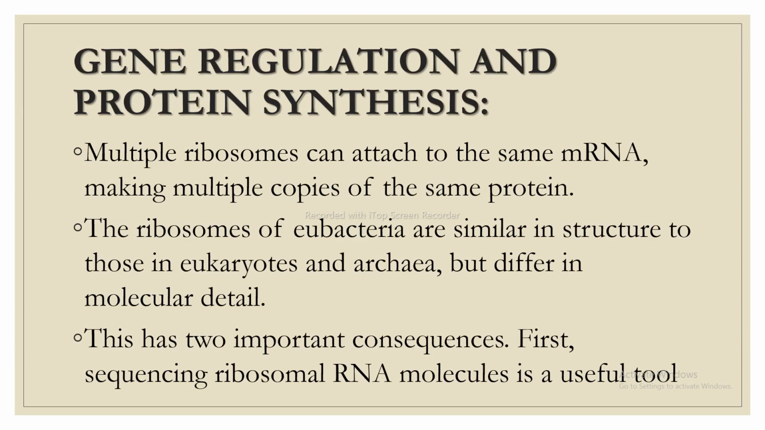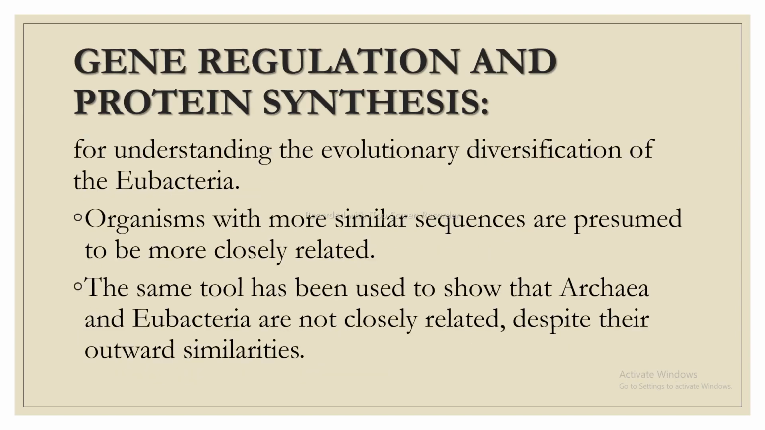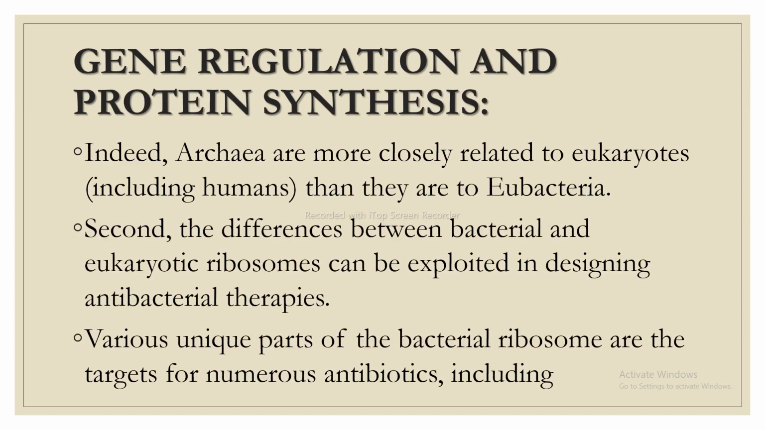This has two important consequences. First, sequencing ribosomal RNA molecules is a useful tool for understanding the evolutionary diversification of Eubacteria. Organisms with more similar sequences are presumed to be more closely related. The same tool has been used to show that Archaea and Eubacteria are not closely related despite their outward similarities. Indeed, the Archaea are more closely related to eukaryotes, including humans, than they are to Eubacteria.